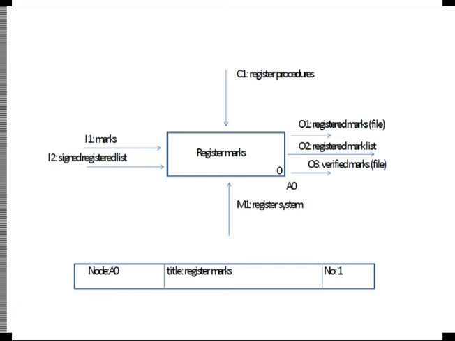The input is, well, I need to have marks before I can register them. So I1 is marks coming in, it's input. And then later on, I don't see the difference in time here, but later on, I'll get something back which I need to sign, and that is, again, the input for this process. So I2 is, later on, a signed registered list. Right? Please think back at the flowchart.